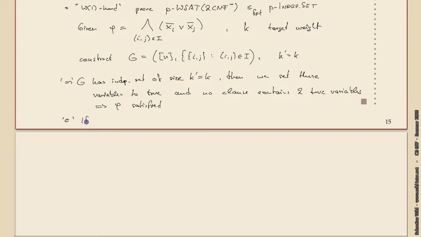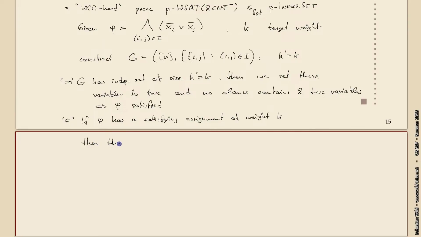In the other direction, if phi has a satisfying assignment of weight k, then the true variables are an independent set in G. Otherwise, the formula would have a false clause. Okay, so the reduction is actually not super interesting. The tricky bit is how to get to the right weighted satisfiability problem.